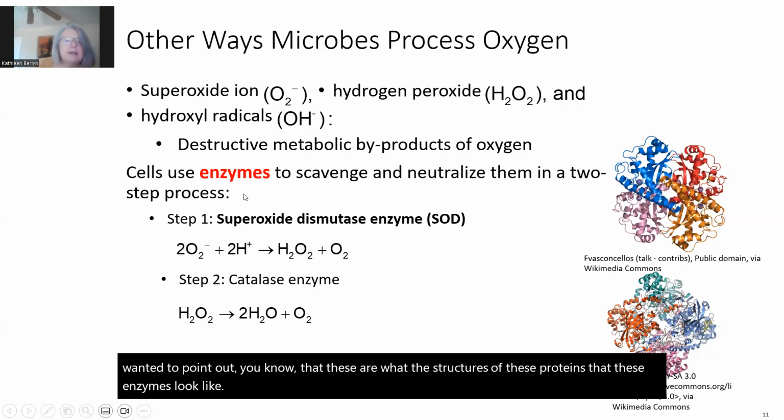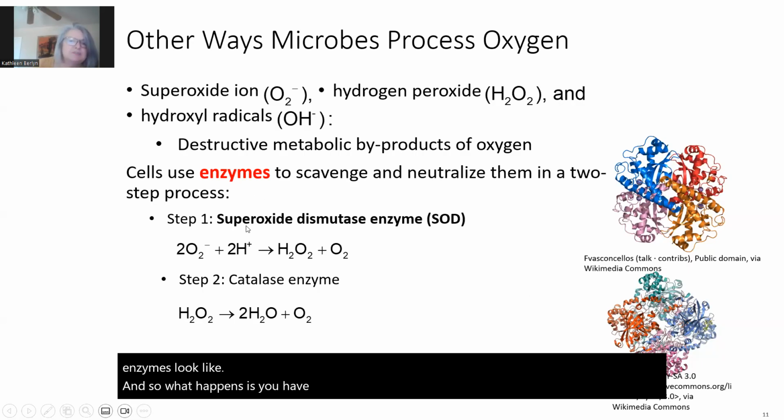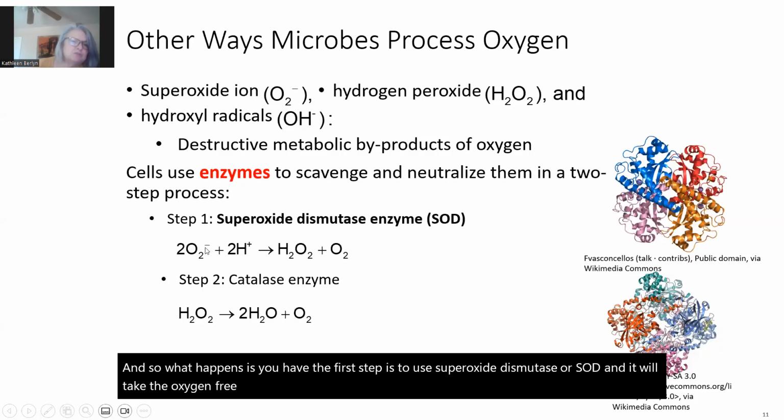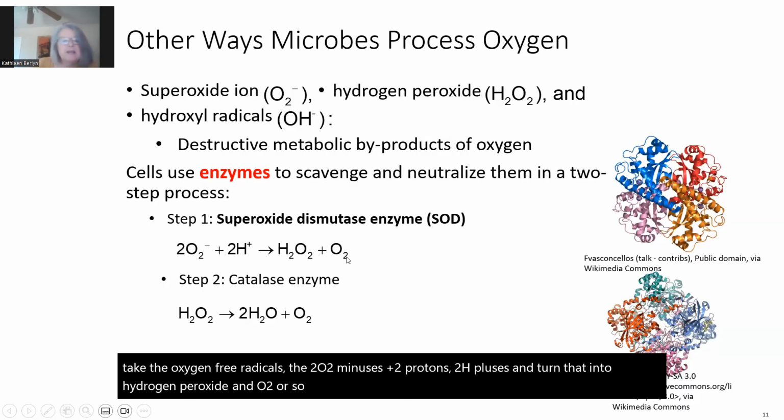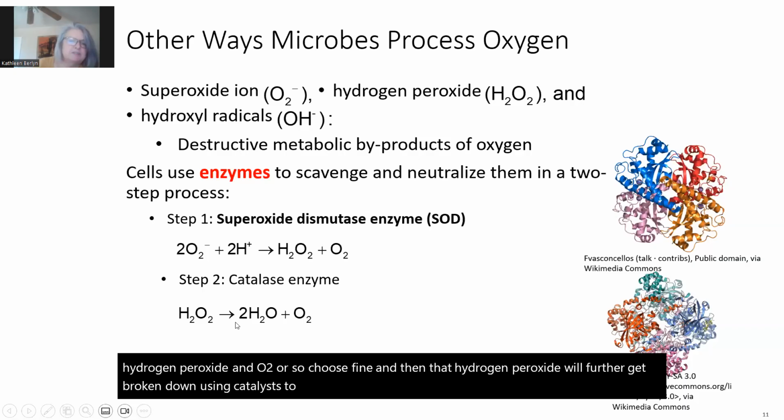And so what happens is the first step is to use superoxide dismutase, or SOD, and it will take the oxygen free radicals, the two O2 minuses, plus two protons, two H pluses, and turn that into hydrogen peroxide and O2. Of course, O2 is fine. And then that hydrogen peroxide will further get broken down using catalase into water and oxygen gas.